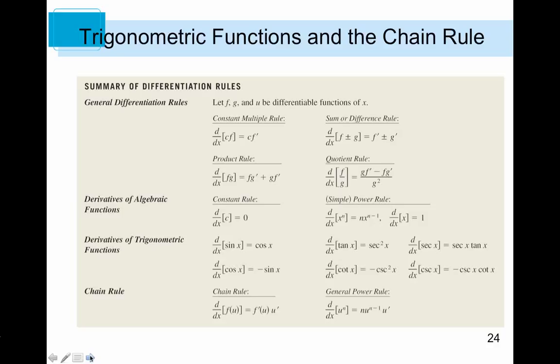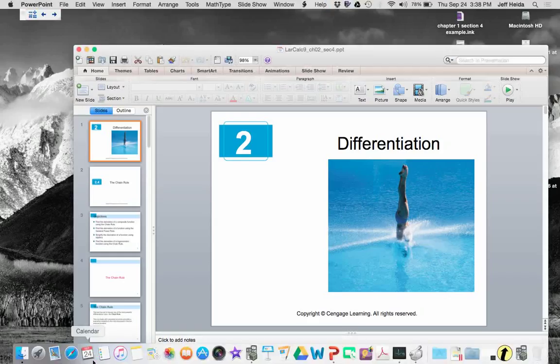I stepped through those quickly. Here are the trig functions and the chain rules that we have covered so far. You need to know all of these from memory, except maybe these trig functions, the ones that I'm circling, because all of those trig functions can be derived from those two using the quotient rule. So I'm not going to spend a lot of time here. Just realize that these are all the things that you are now responsible for knowing.